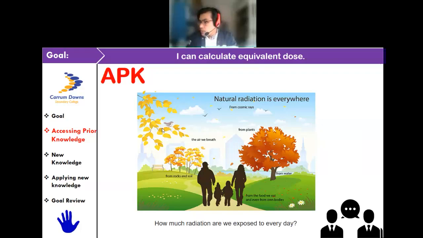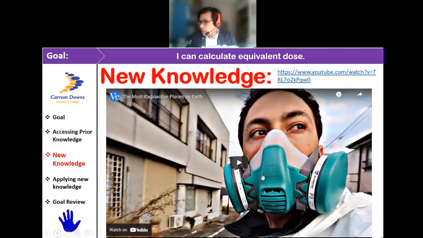In a way, our body has evolved to, what's the word? What's the correct word to use here? Tolerate a certain amount of radiation. If it goes any more than that tolerance, then obviously it's going to have an adverse effect on our body.